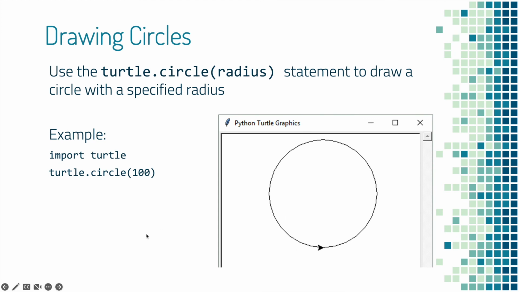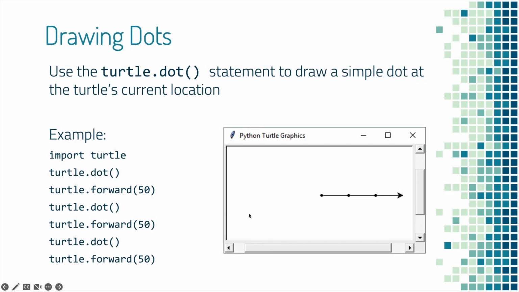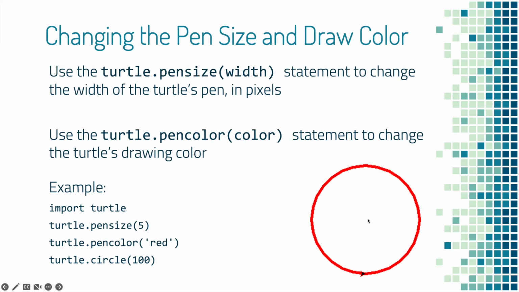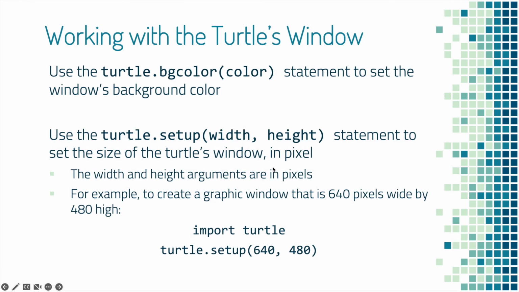We can also draw circles with the turtle.circle here. So we draw a circle with a radius of 100 pixels. We can also draw dots as well. If we do turtle.dot, wherever the turtle is, it'll just leave a dot behind. And we can also change the pen size and draw colors as well. So we have turtle.pensize with a width and turtle.pencolor with a color.